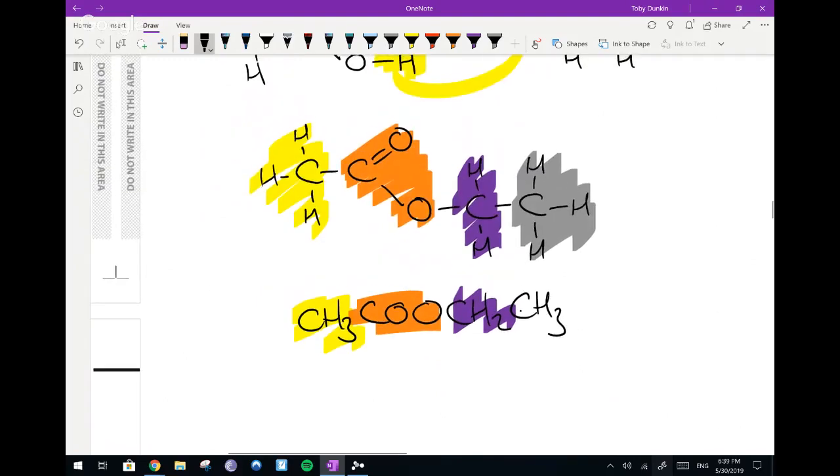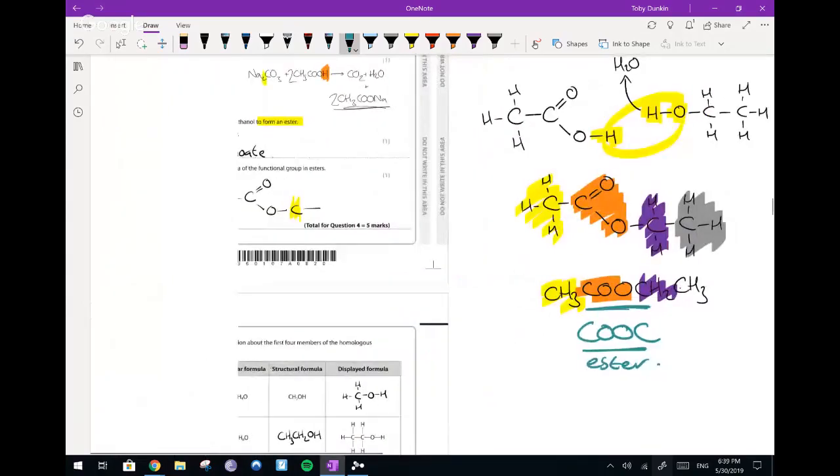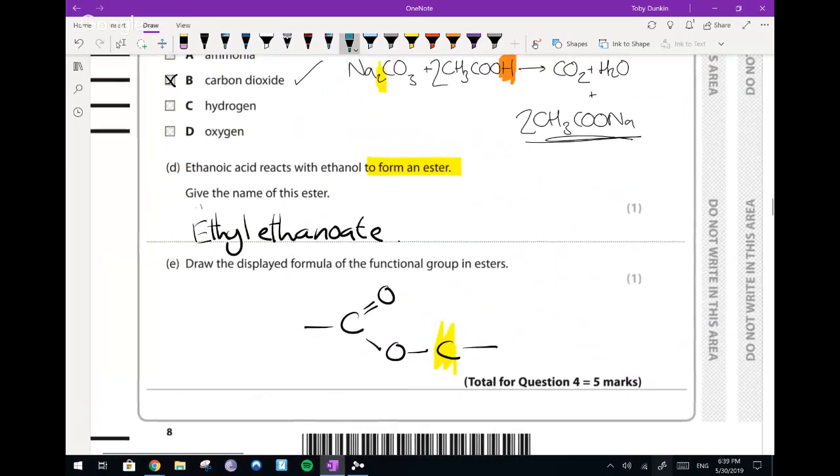It's quite a useful process, but it is also really useful to recognize COO. You see COO, then you have an ester. Nice, easy way of doing it. Okay, so it then asks you to name it.